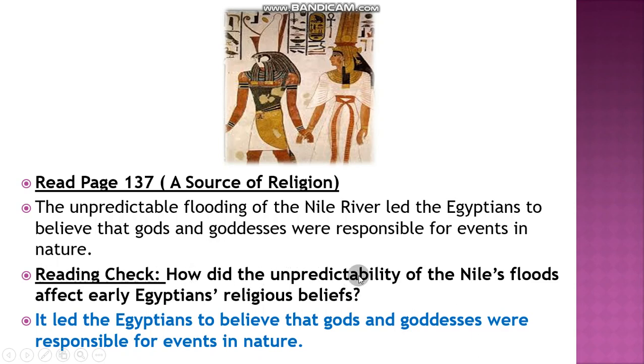How did the unpredictability of the Nile floods affect early Egyptians' religious beliefs? How did it affect their beliefs? Yes, you're right. It led the Egyptians to believe that gods and goddesses were responsible for events in nature. Amazing.